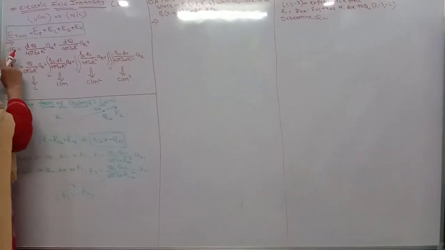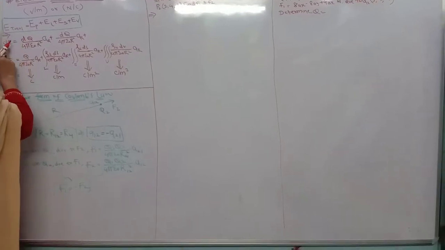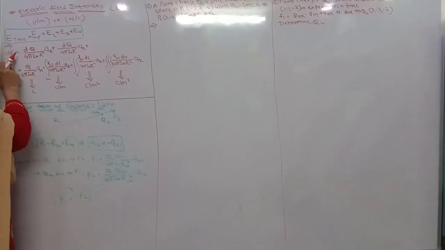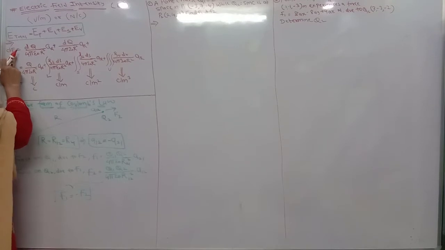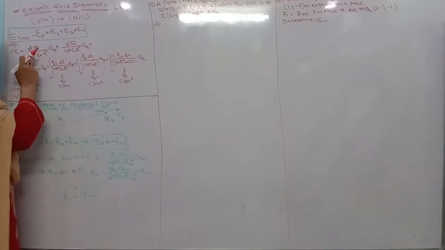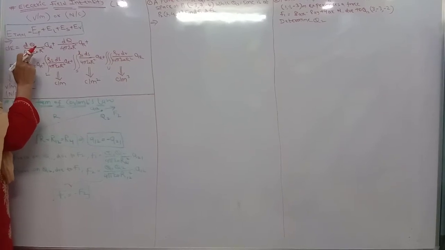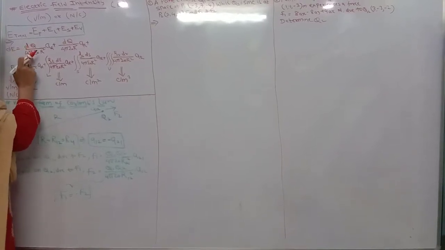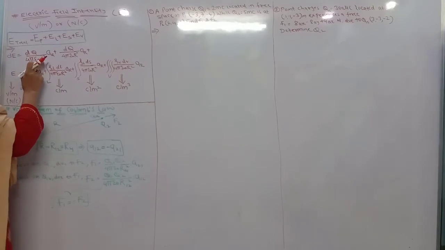If you are taking it in terms of the differential form, so dE is nothing but the differential electric field intensity, that is equal to, what is my EP? EP is nothing but the point charge. How can I write my electric field intensity? By considering the point charge, that is Q divided by 4 pi epsilon 0 R square AR.